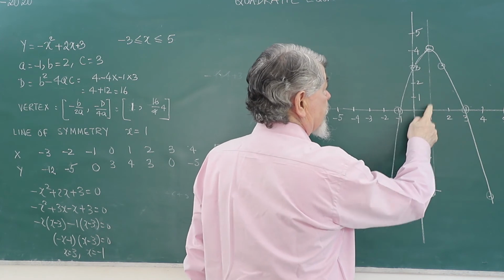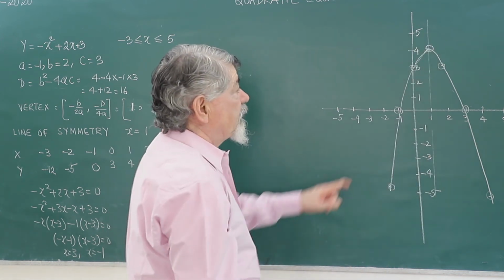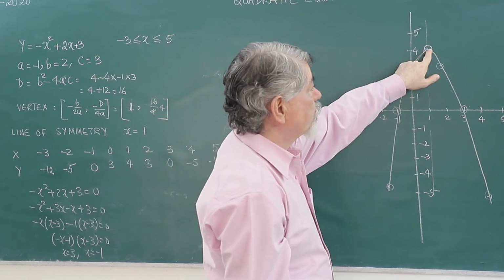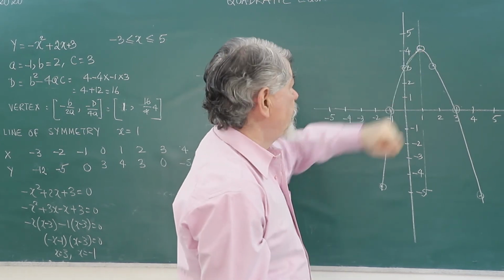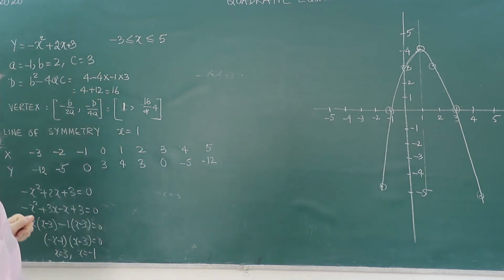So it is 0. It is 1 here. I have drawn a line of symmetry here. And the vertex is 1, 4. So the vertex has been plotted here. 1, 4. That is the highest point because the parabola is going to move downward.